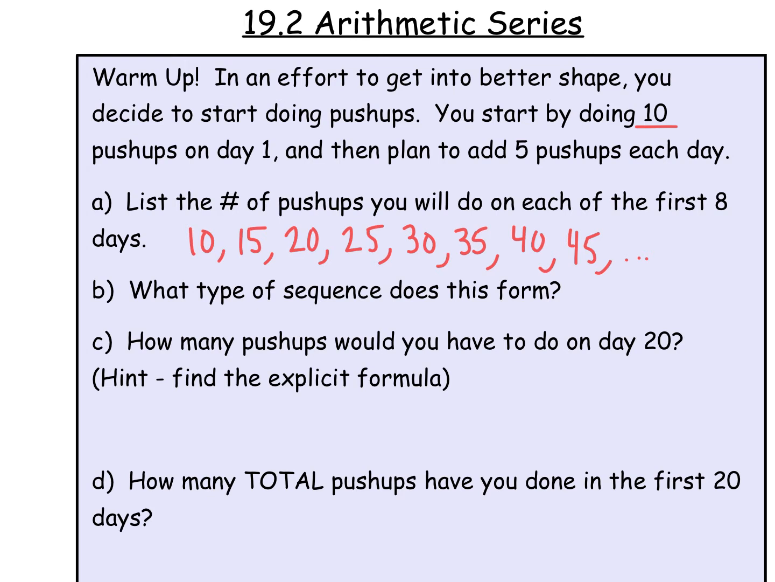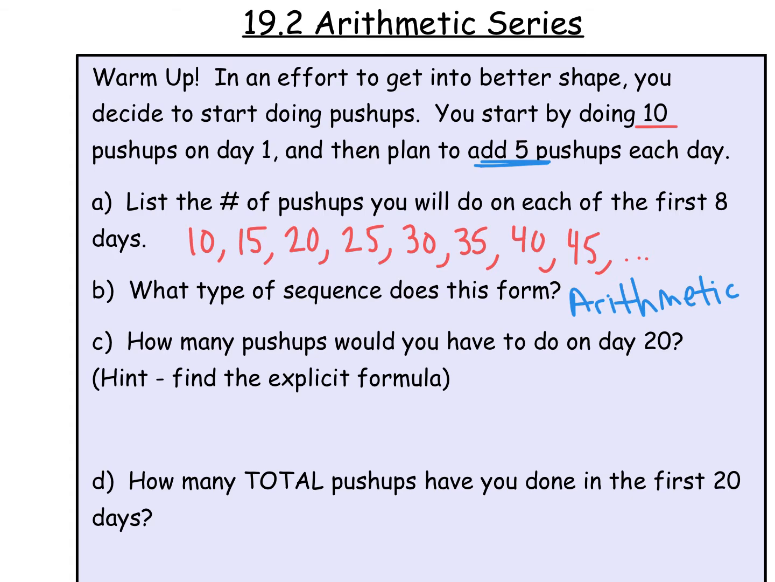So let's take a look at this now. What type of sequence did we just form? Okay, so if we look at the terms, we were adding 5 push-ups each day. It's a constant increase, a constant difference, so that makes this an arithmetic sequence. Okay, arithmetic sequence because we have that common difference. And then so how many would we end up doing on the 20th day?